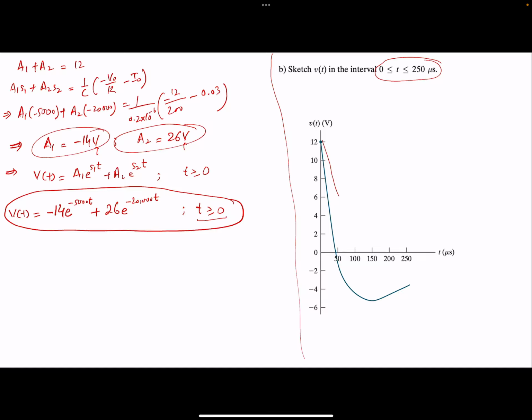this is not just decaying like this. This is going all the way down and then going up. And the interesting thing is that here, 12 volts is the initial value of the capacitor voltage.